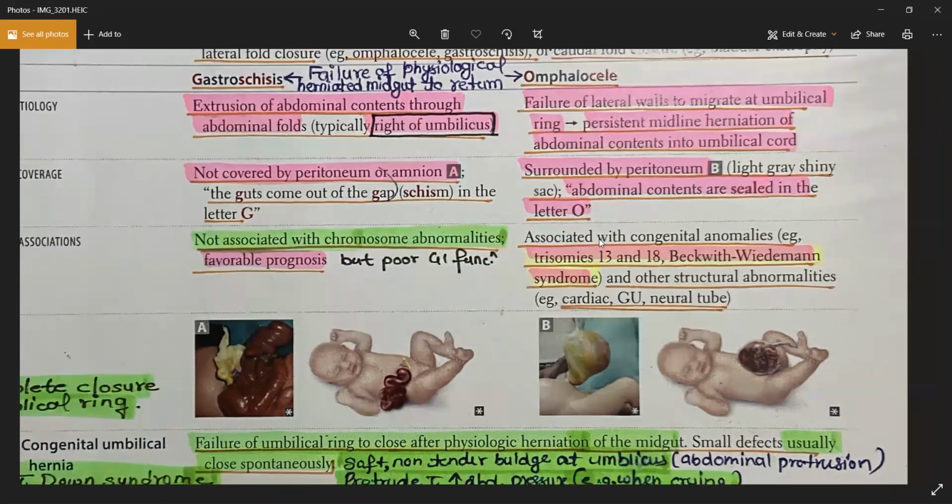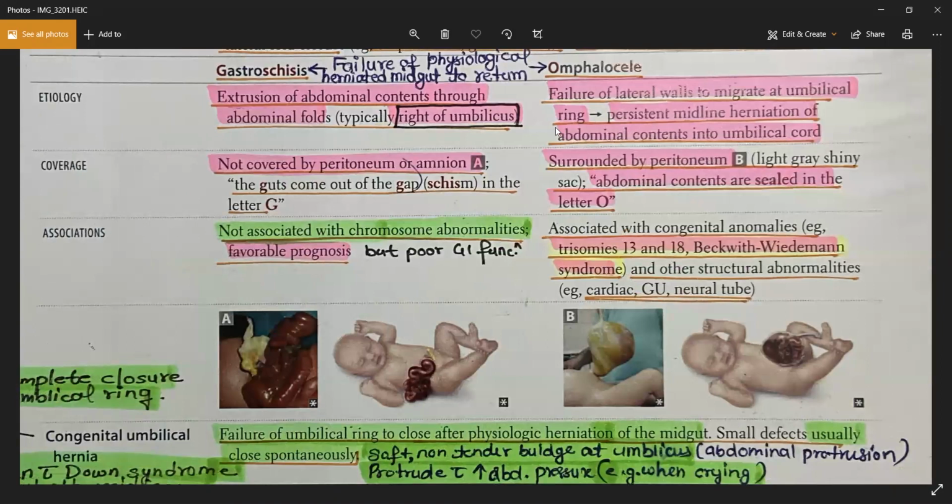Then comes the omphalocele. In this, the lateral walls fail to migrate at the umbilical ring. These are the lateral walls, and these lateral walls fail to migrate at the umbilical ring. So you have a persistent midline herniation of the abdominal contents into the umbilical cord. As you can see, all of these structures are surrounded by the peritoneum. So the abdominal contents are sealed in a sac, and that's why the name omphalocele.